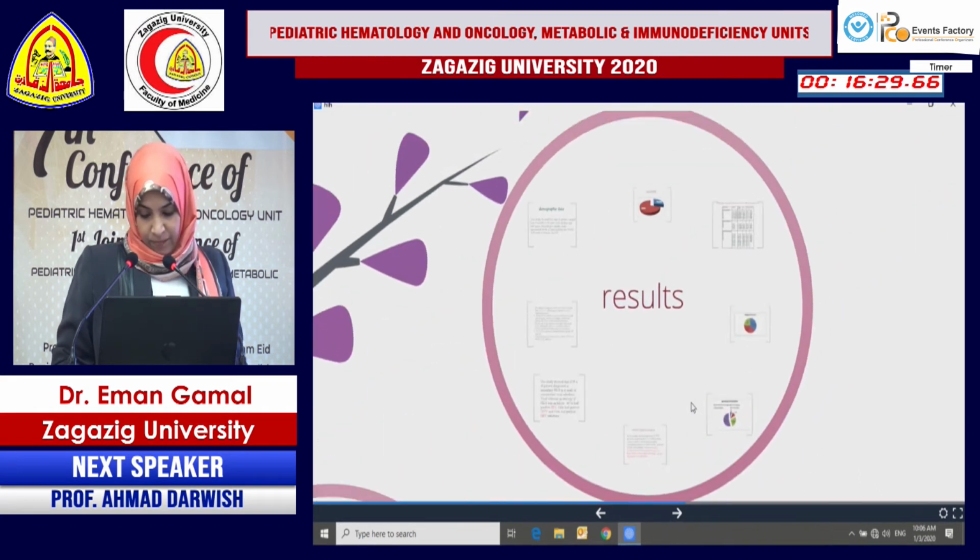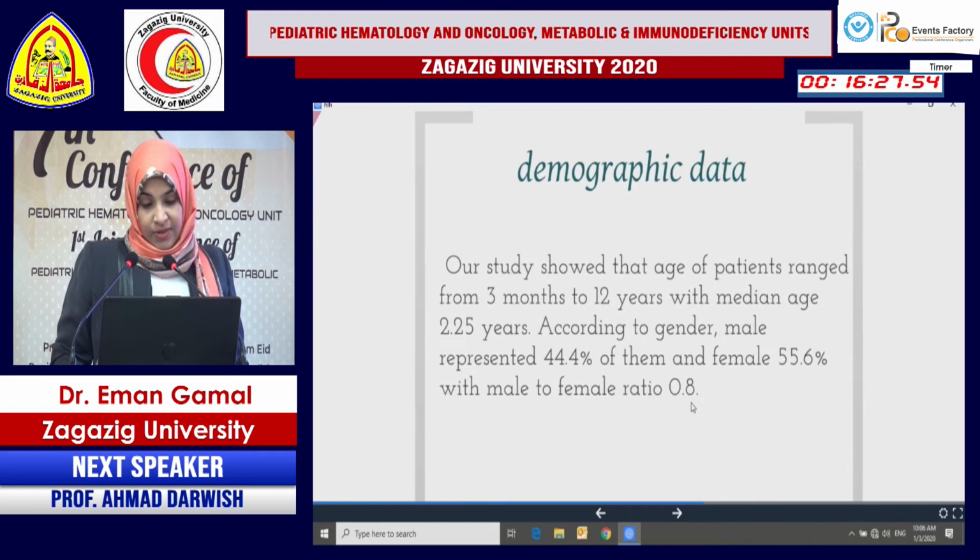Our results, demographic data: the study showed that the age of the patients ranged from 3 months to 12 years, with a median age of 2.2 years. According to gender, males represented 44% of them, and females about 55%.